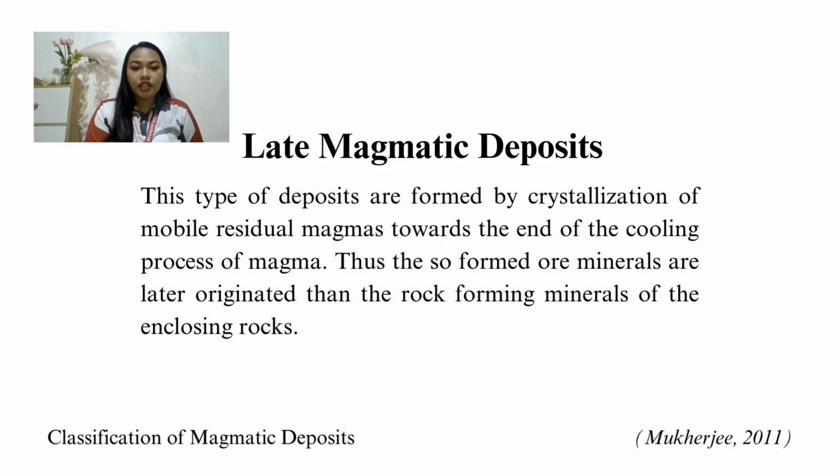Next classification of magmatic deposits is late magmatic deposits. These are formed during final stages of magmatic cooling and solidification. As magma cools, the more mobile residual magmas remain, allowing ore minerals to crystallize later than the primary rock-forming minerals. This late-stage crystallization leads to the concentration of valuable minerals in specific zones within the igneous bodies.